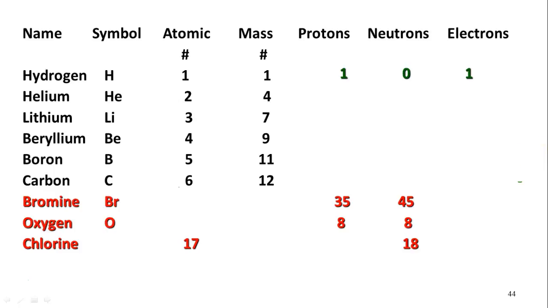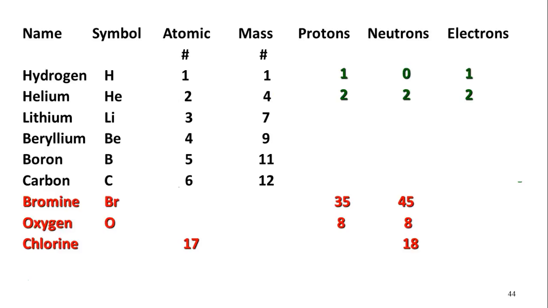Okay, let's try helium. What do you think for helium? We have an atomic number of 2, so that means protons should be 2. But we have a mass number of 4, and so therefore we should have 2 neutrons, right? And then we'll have 2 electrons to balance out the 2 protons. So that's what we have there.